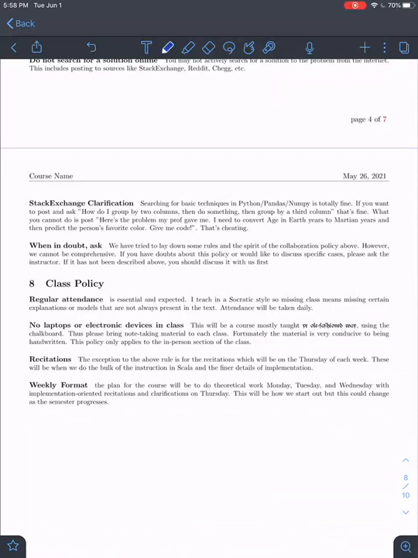So yeah, for those of you in the online section, feel free to take notes however you want. Just for people in class, just do pen and paper. Recitations are when you can bring your laptops in. Actually, please do bring your laptops in because you're going to be doing a lot of coding in recitation.